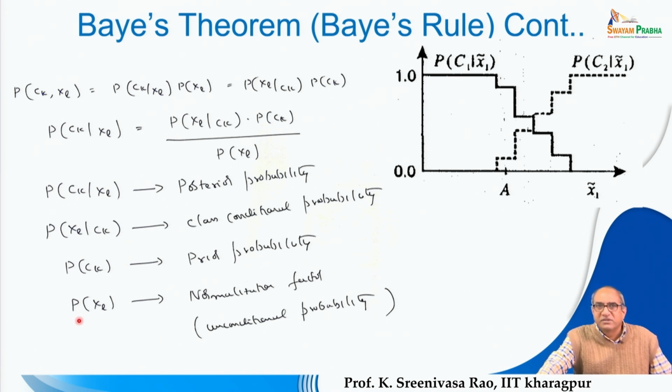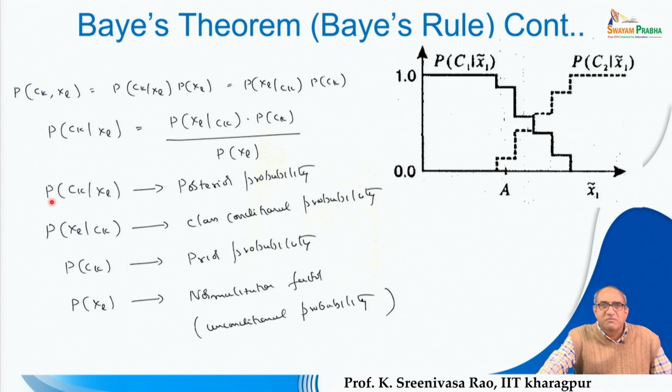Suppose there are n classes, C1, C2, C3, up to Cn. For all the posterior probabilities, the denominator is common; it remains the same. Therefore, this denominator is known as the normalization factor, because if you sum up probability of Ck given XL over all these classes, it should be 1. So the denominator acts as a normalization factor, or the unconditional probability.